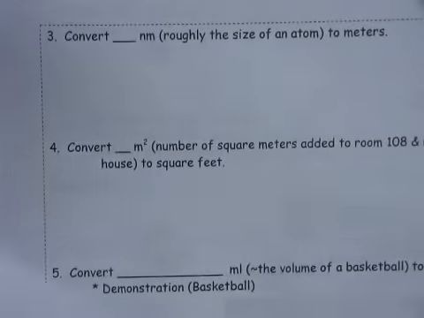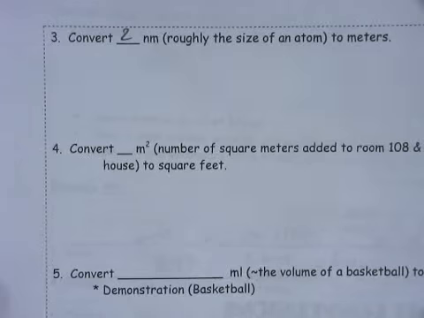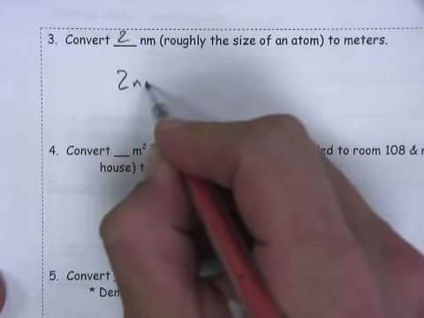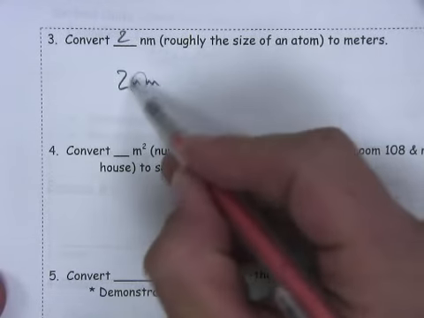Number 3 is converting the size of an atom, which is roughly 2 nanometers, to meters. And this one's actually easy. So 2 nanometers. All we have to do is get to meters. So I need to get rid of this nano.